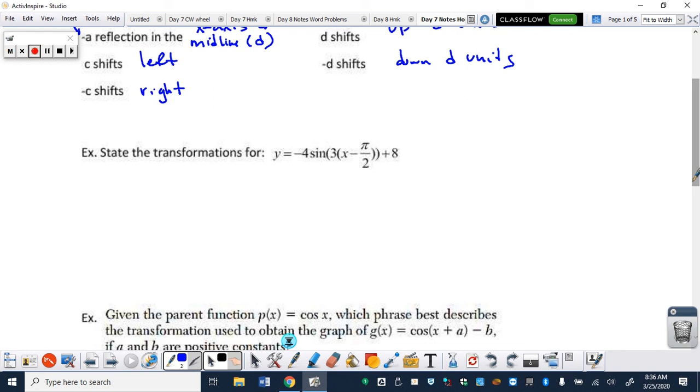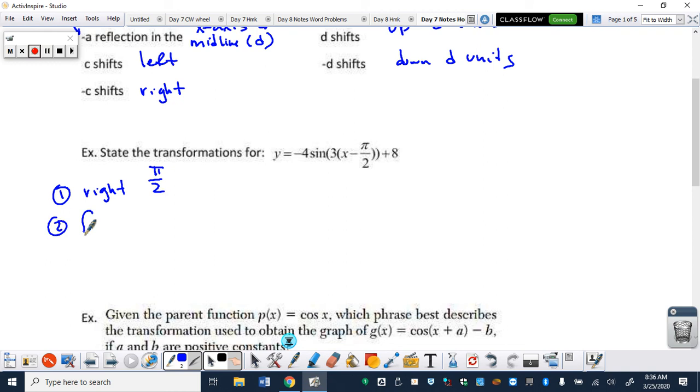So the transformations for the following example, remember we want to talk about the horizontal first, vertical last, everything else is in the middle. So first, the x minus pi over 2 means we're going to shift it to the right pi over 2. Please make sure that if it's given in radians, write it down in radians. If it was given as 90, then you want to say 90. If it was a 2, then you wouldn't say 2. So you want to make sure that your numbers match what's in the equation.